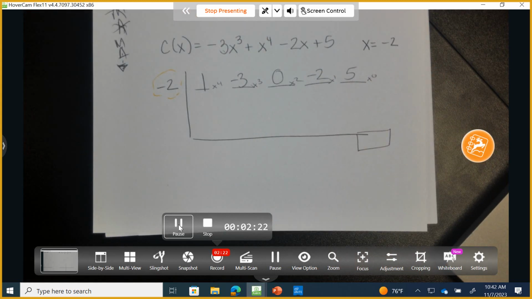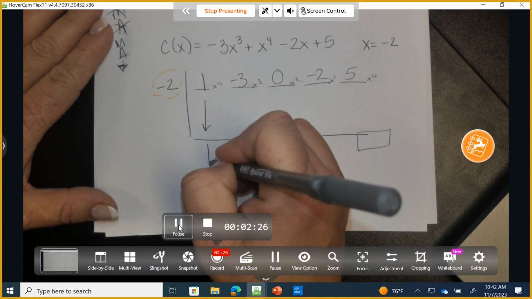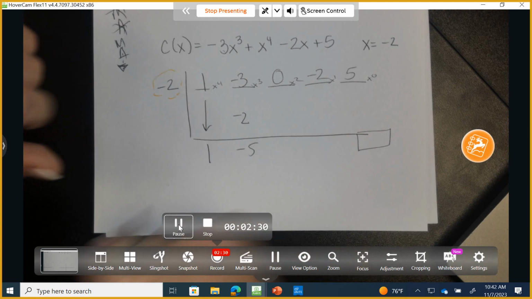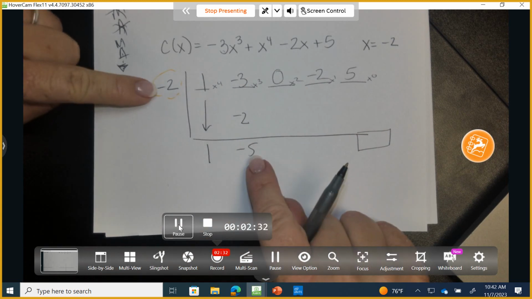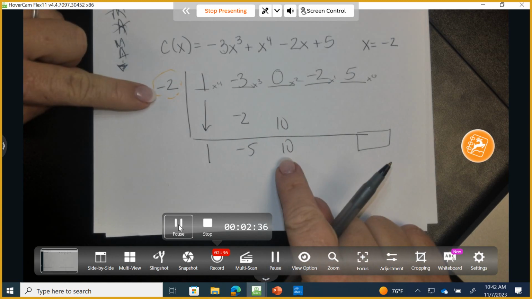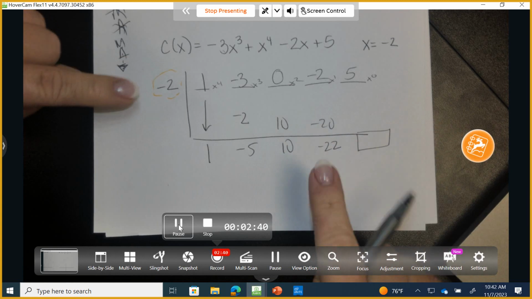Now I'm going to use this D-Mama as a way to tell myself what to do. D, drop down. I'm going to multiply to get -2. I add down to get -5. I'm going to multiply to get 10. I add down to get 10. I'm going to multiply to get -20. I add down to get -22.